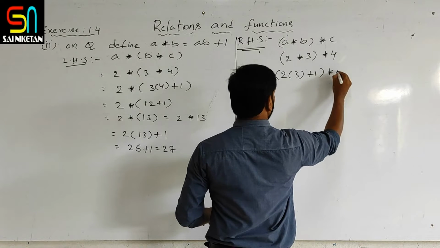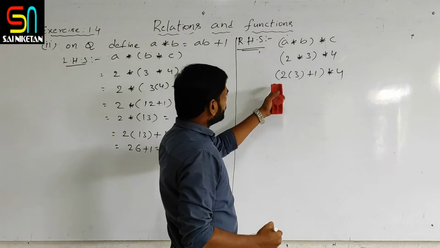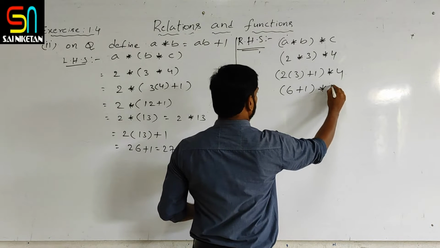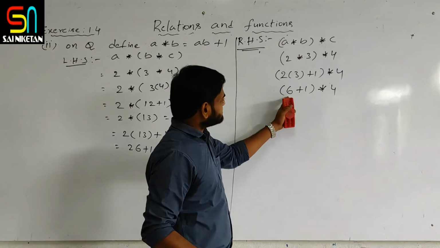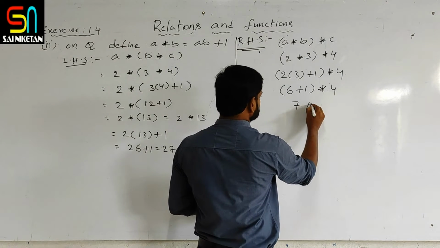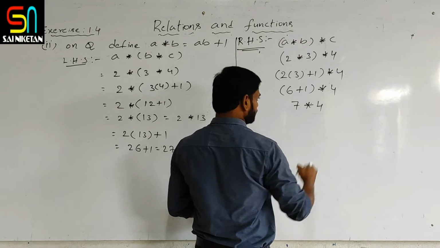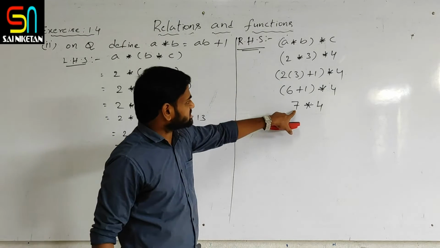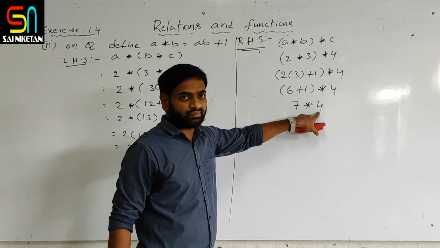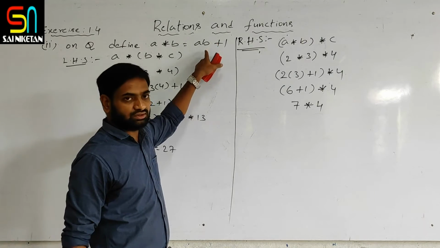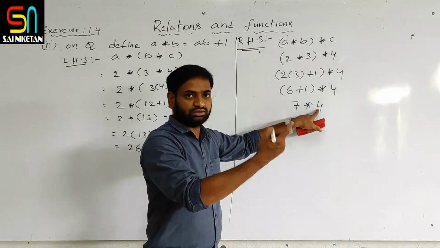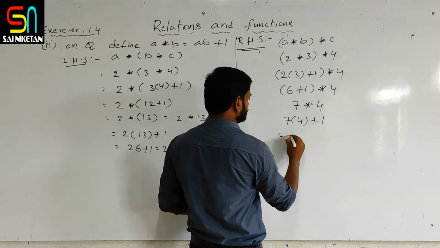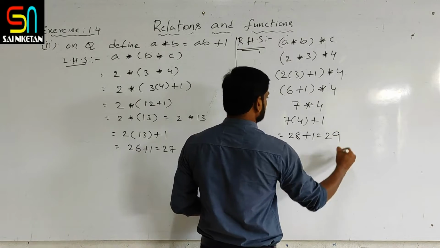Next, star 4. Now 2 into 3 is 6, plus 1, star 4. Now it is 6 plus 1 is 7, 7 star 4. Now again apply the operation. It is A star B. A means 7, B means 4. Operation is A into B plus 1. Multiply these two, add 1. That is 7 into 4 plus 1, that is 28 plus 1, that is 29.